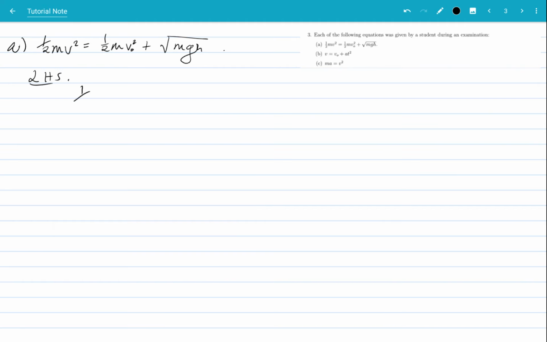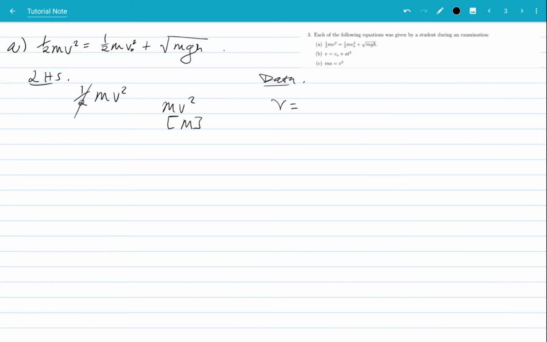The left hand side has half mv squared. Initially in the first video I did make mention that if you see numbers, forget about them. So this bad boy disappears and you just have mv squared. Now what is m? M is literally the mass. So what are the dimensions of mass? Capital letter M. Okay, so now just write that down.